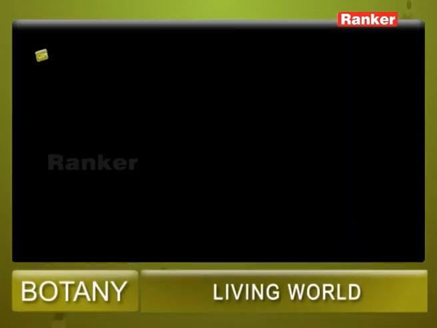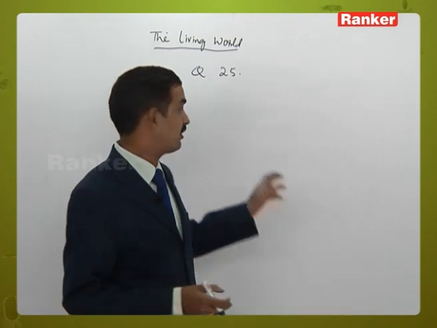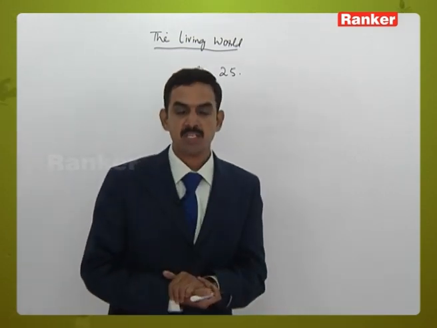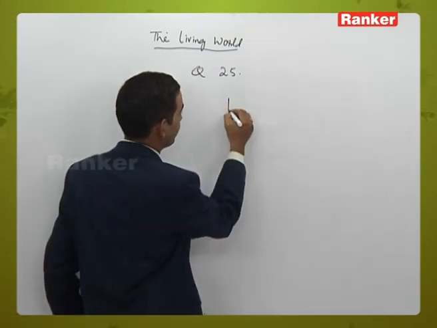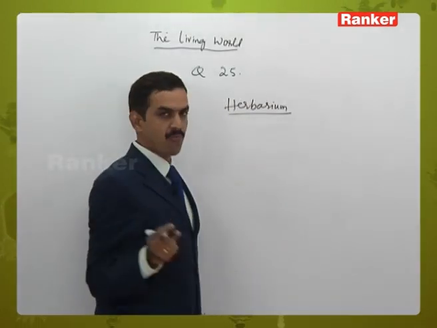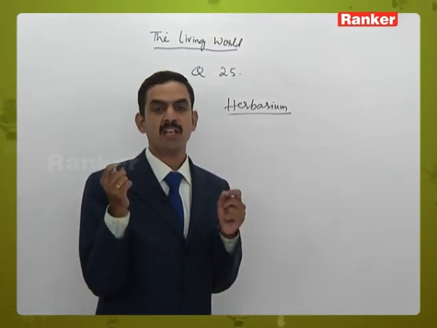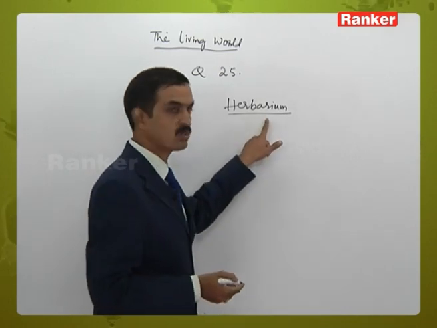Question number 25. In this type of taxonomical aid, only plant specimens are preserved. Options: 1. Herbarium, 2. Museums, 3. Botanical gardens, and 4. 1 and 3. Coming to the solution for the 25th question, the first one is herbarium. Herbarium is related to drying plant specimens and keeping them in the form of a herbarium sheet.